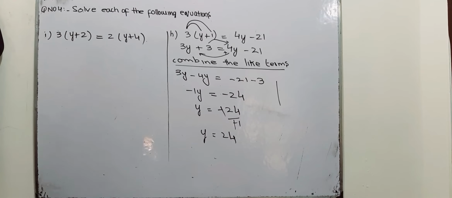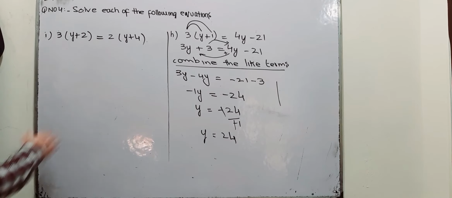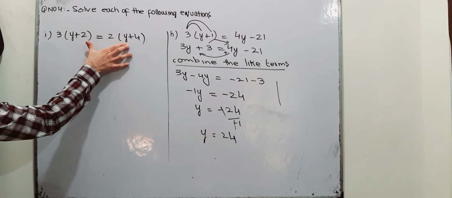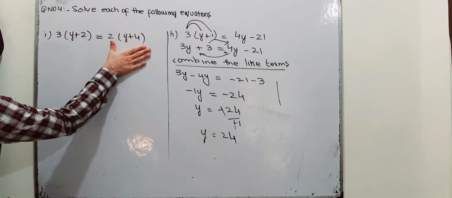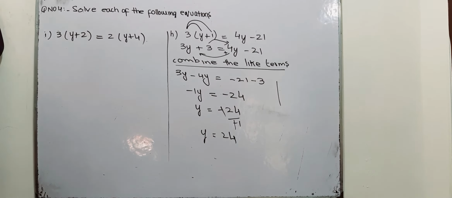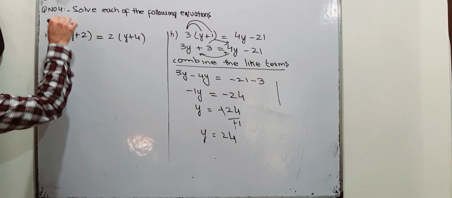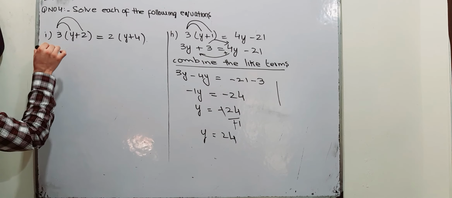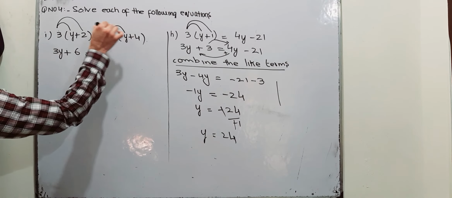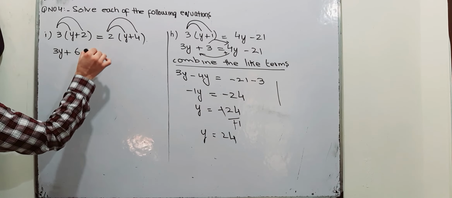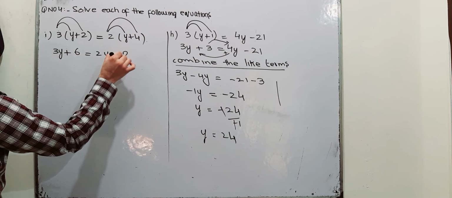In this part, that is part number I, you need to find the value of the variable, which is y, and you can see y on the left side of the equation as well as on the right side. First of all, open the brackets. 3 into y, 3 into 2, it will be 3y plus 6, and 2 into y, 2 into 4, it will be 2y plus 8.